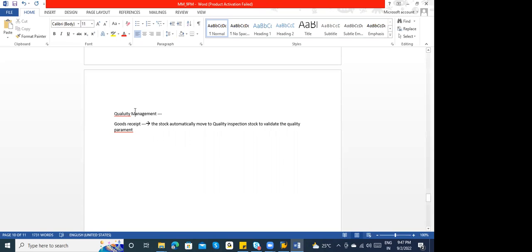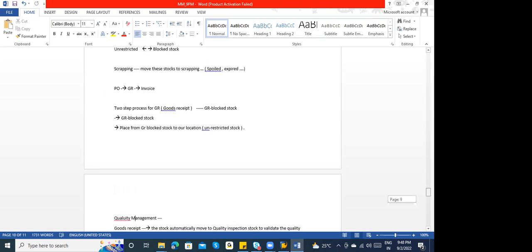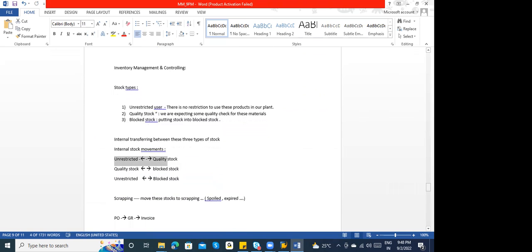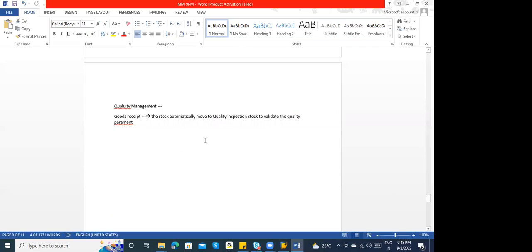So if they have quality management, they should use quality parameters. You cannot use the quality stock in this case, unrestricted quality, quality to unrestricted. You cannot go with a quality to unrestricted transfer. This is what we discussed just now. If the quality management view is there, we cannot go with a manual transfer from unrestricted to quality. It should happen from the quality module only. So just remember that point.